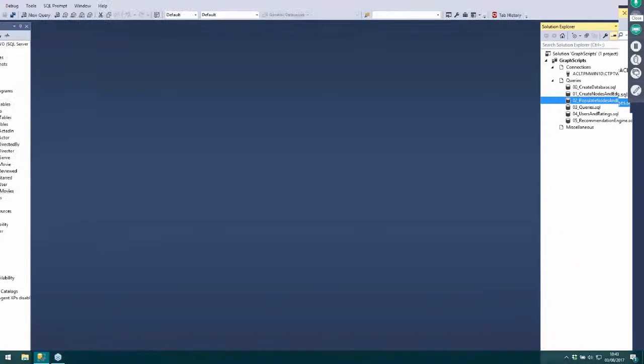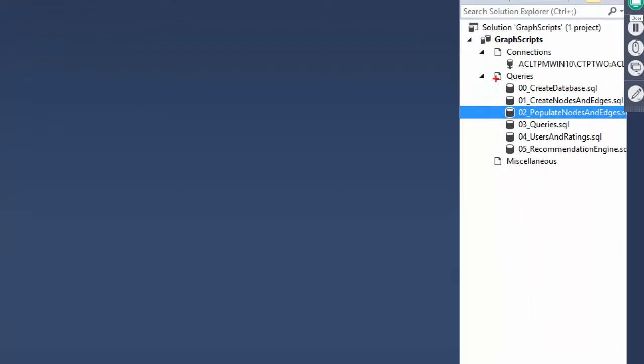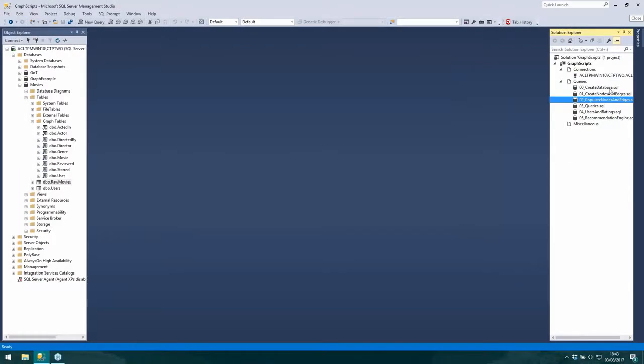So if you download this source file, there's a couple of queries here. First one to create the database, then we're going to create our nodes and edges. We're going to populate those nodes and edges. We're going to do some queries. And then there are two optional ones that we won't go into here, which relate to users and ratings and actually creating a bit of a basic recommendation engine to say, you like this movie, maybe you'll like this movie. Very crude, but just an example of how that might work.